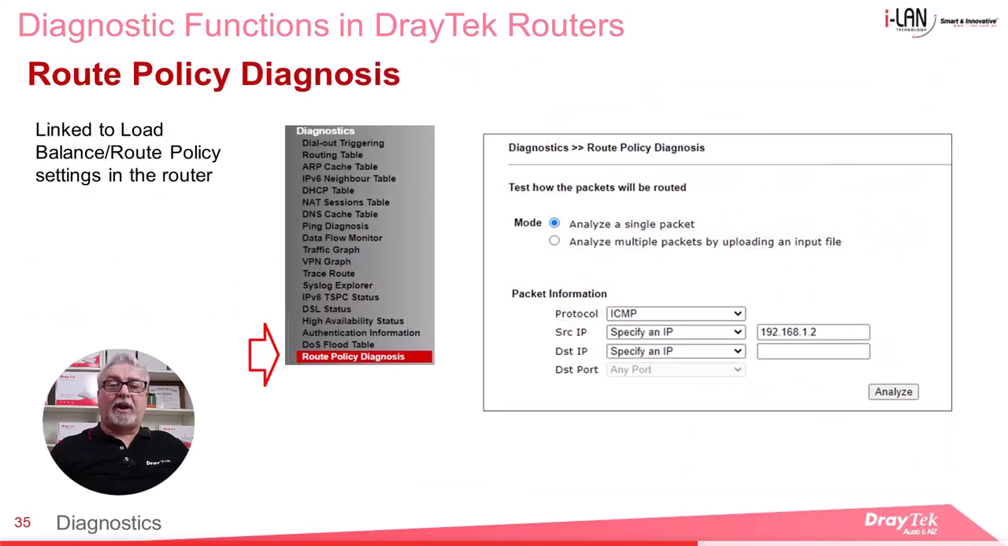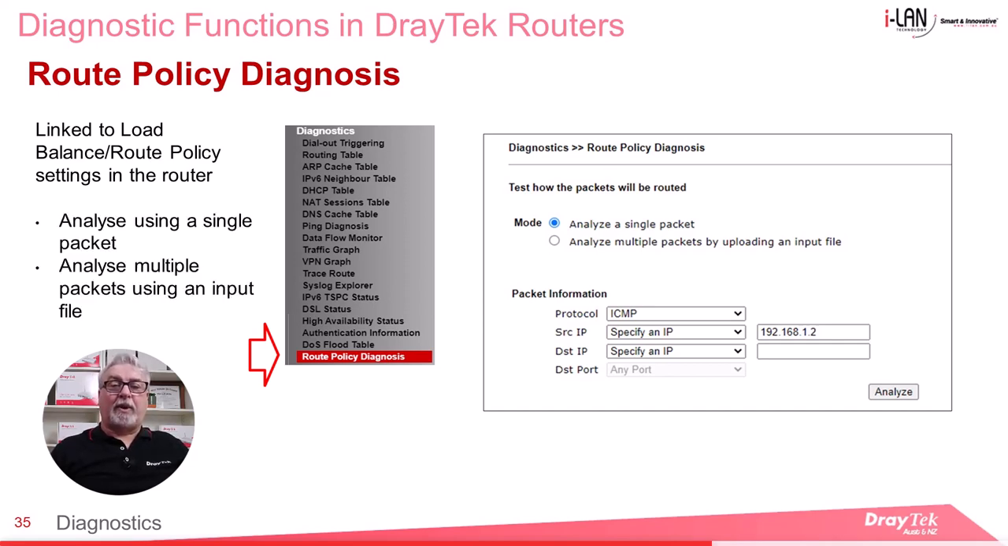The final item we'll look at is route policy diagnostics. It's linked to the load balance route policy settings in the router. It's a handy diagnostic feature to verify that routing policies are working as expected and to troubleshoot routing issues within the router. There are two modes that can be used. These are analyze using a single packet and analyze multiple packets using an input file.